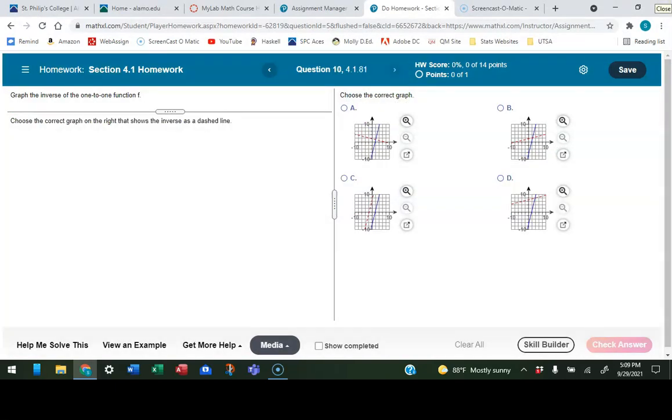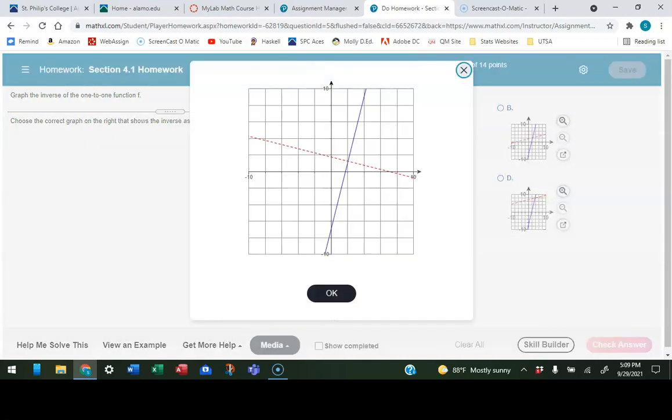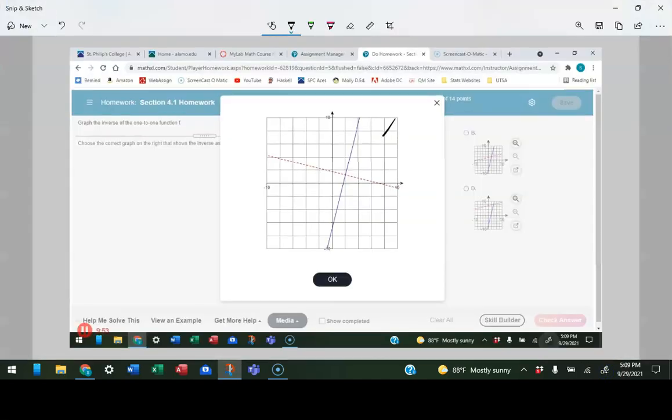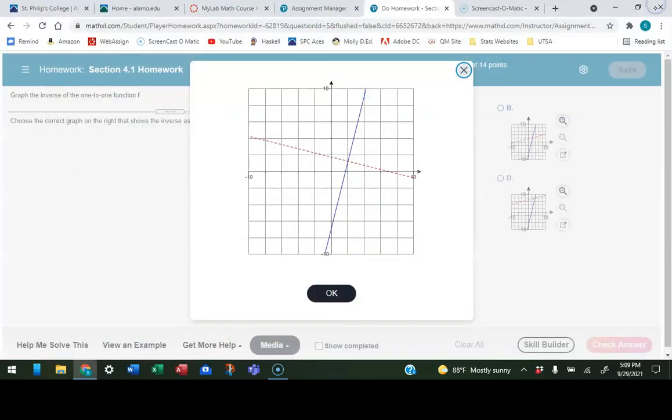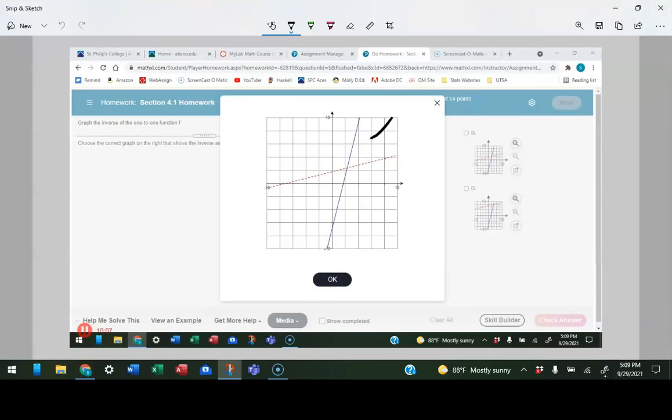So our last one is graph the inverse function. So choose the correct graph on the right that shows the inverse as a dashed line. Okay, so we're going to do this one at a time. If I look at this one, this is a possibility. So I'm going to start grabbing some points. The reason I think it might be a possibility is because if I do the diagonal, it might work. Okay, it might not. It's kind of fuzzy. So that's a possibility. What if I do this one? That's a diagonal, so it might work. What do I mean by a diagonal? If I draw a diagonal straight through, that one looks like it might work.